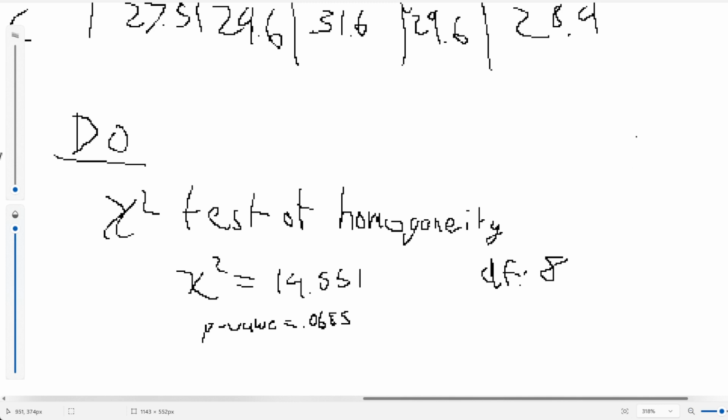Now we move on to our do. What we're basically doing is going back to our calculator and clicking next, where the table is. You should get these values. You have to write chi-square test for homogeneity up here, so you let them know that you used a calculator. Your chi-squared should be equal to 14.551, p-value of 0.0685, and your degrees of freedom would be 8.